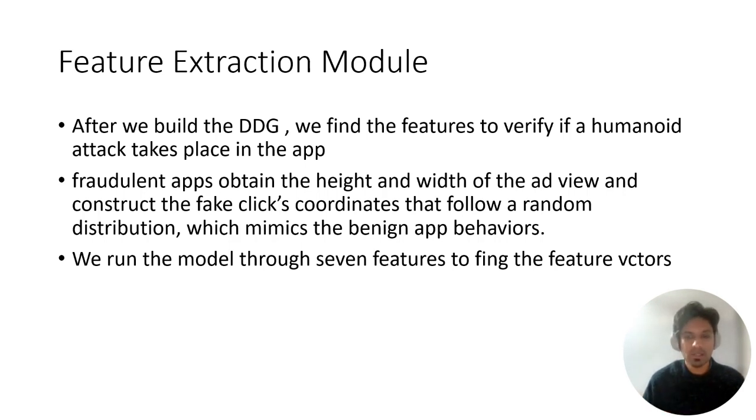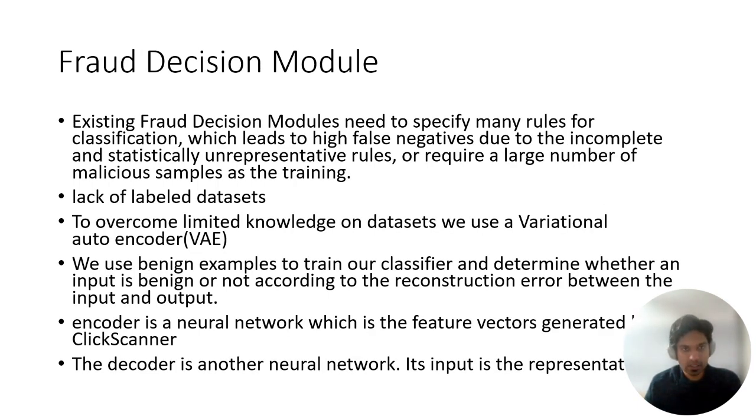Combining all these 7 features, we get our feature space for our experimental result. We also apply a normalization on all these features to reduce the complexity. Now we come to the final stage, the fraud decision module, where for the existing modules we have to specify many rules for the classification. This leads to very high false negatives due to incomplete and unrepresentative views. This also requires a large number of malicious samples for training, which is hard to get.